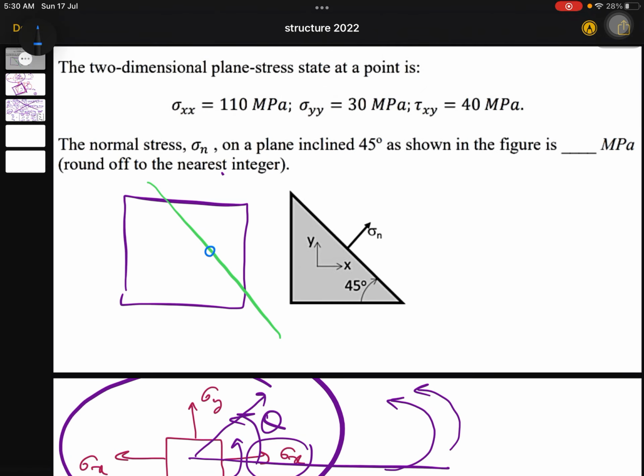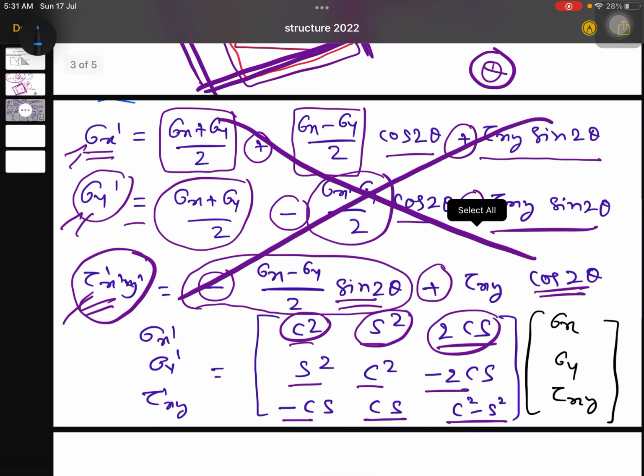So on this plane, when you will be finding out sigma, you will give this sigma a symbol as sigma x dash, as I explained in the theory, but in the GATE exam they have asked this as sigma n. Okay, so when you are calculating sigma n, you have a direct formula. You can use either this formula or this formula, but in this formula you have a matrix, so you have to open the matrix.